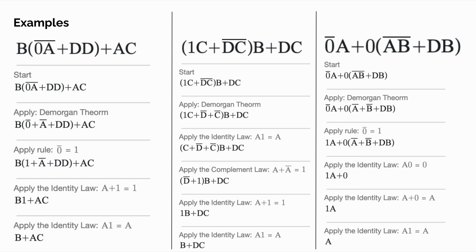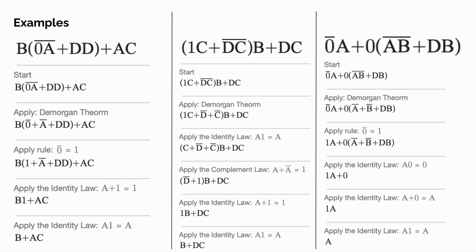Now, applying the complement law here, we see that C or not C is in this parentheses expression. We know that simplifies to just 1, so we can cut C out of that parenthesis expression and replace it with 1. Next, we can apply the identity law that A or 1 is just equal to 1. So not D or 1 is just equal to 1, and it doesn't matter what D is.